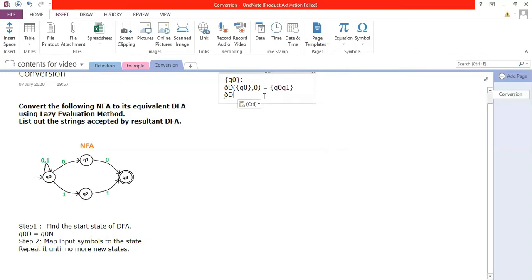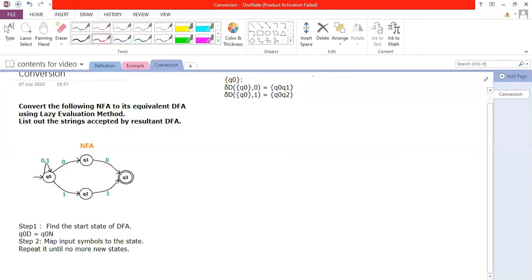Now write it for the next one. Delta D of Q0 with 1. What is Q0 with 1? It is Q0, Q2. Hope that's clear. Now observe these two are new states. The statement says to map the input symbols to the states and repeat until there are no more new states. Since we got new states, we need to continue further. So I make an X mark to flag them as new states, for our understanding purposes, nothing other than that.